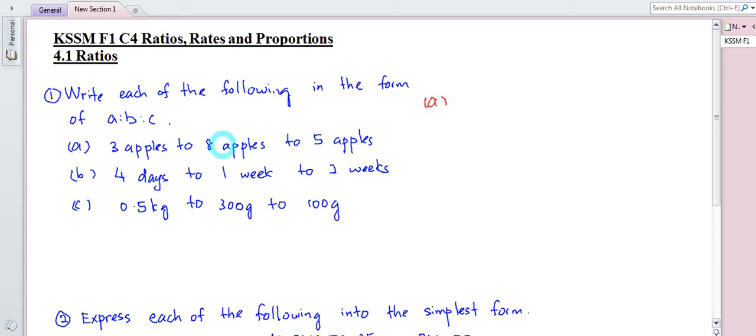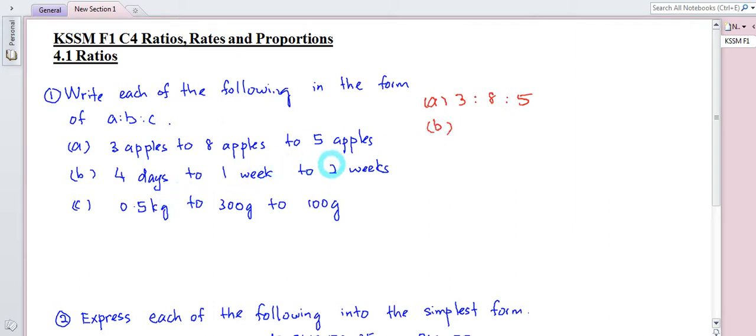Okay, this one is very easy. 3 apples, 8 apples to 5 apples. So if you want to write this in this form, it will be 3 to 8 to 5. This will be the final answer. You notice that we don't have any unit here. Okay, how about B?